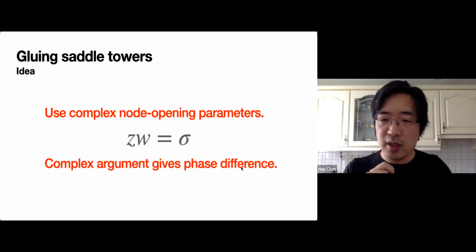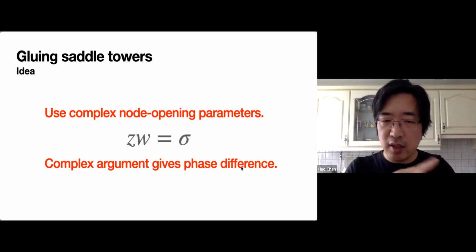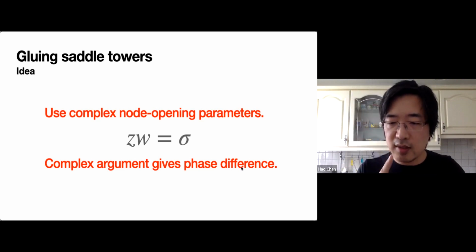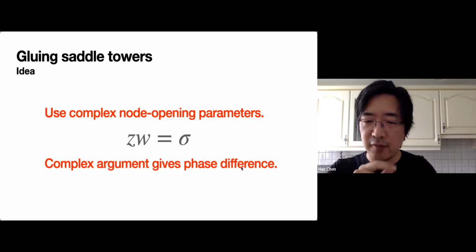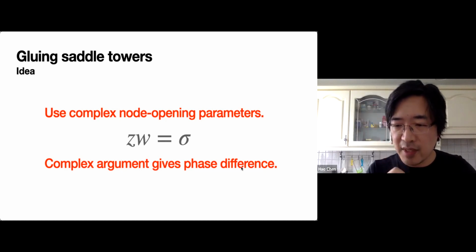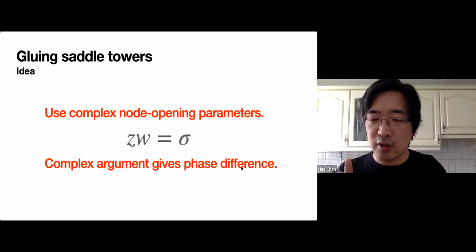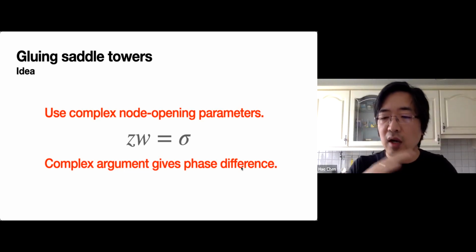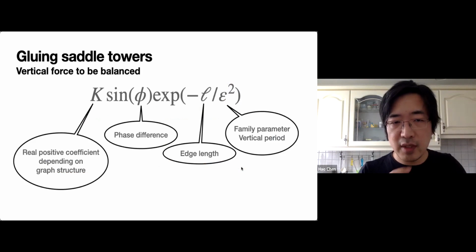With the horizontal symmetry, sigma must be real, so the complex argument is either 0 or pi, and the phase difference is either 0 or pi. Now we want to break the symmetry, so we need to allow complex arguments for sigma that have other values.